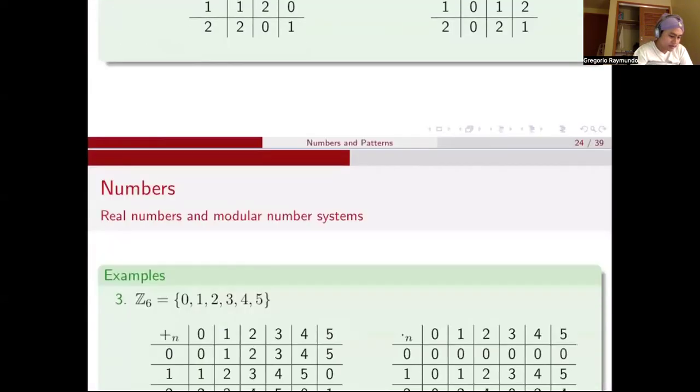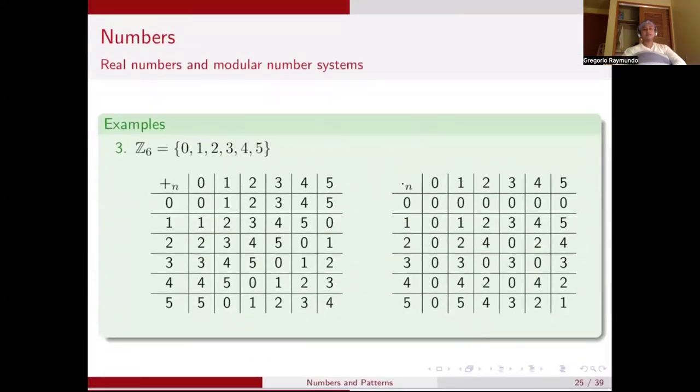Let's do one more. Z6. Z6, 0, 1, 2, 3, 4, 5. So, kunyari, titingnan natin yung 2 times 4. Ay, bakit ako nga no? 2 plus 4 pala. Sorry. 2 plus 4 is equal to 6.